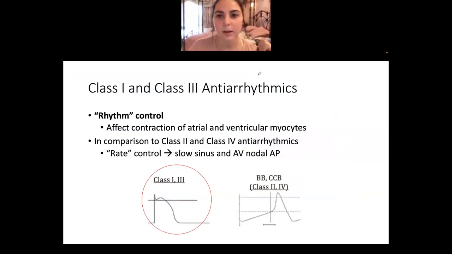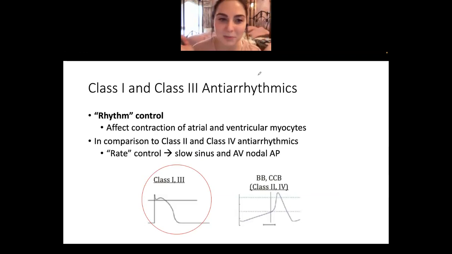Okay. So your class 1 and class 3s, these are your rhythm controllers. That's why these are the ones that are always lumped together. And by saying rhythm control, it's affecting how the heart is beating, right? Because with arrhythmias, the heart is contracting weird. The contractile cells are just contracting weird. It could be because of a reentry circuit or whatever, but something's happening that's affecting the contraction of the cells.